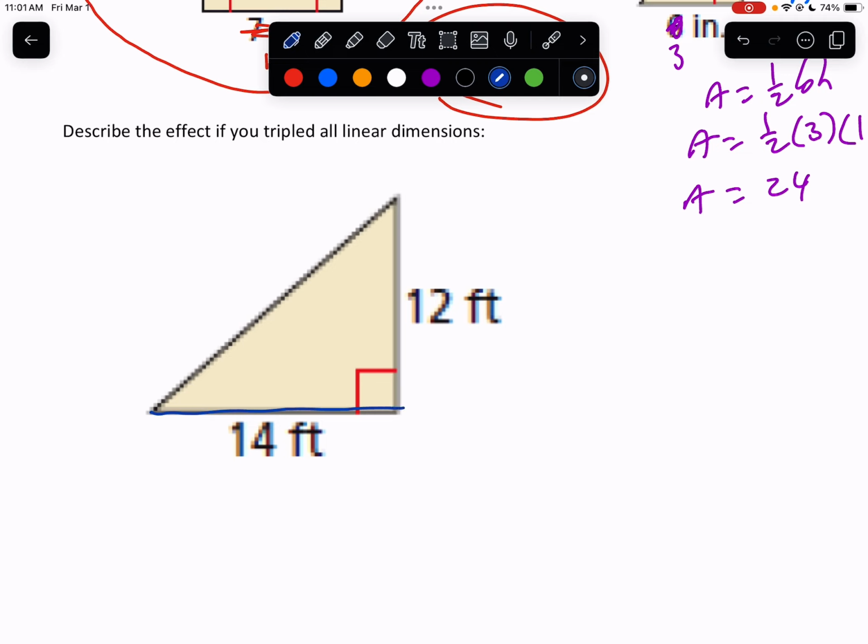Describe the effect if you triple all linear dimensions. Linear dimensions are lines, anything that's represented with a line. So 14 would be tripled, 12 would be tripled, the hypotenuse would be tripled. Anything in this triangle that you could draw with a line would be tripled. The altitude would be tripled. Any linear dimension would be tripled.